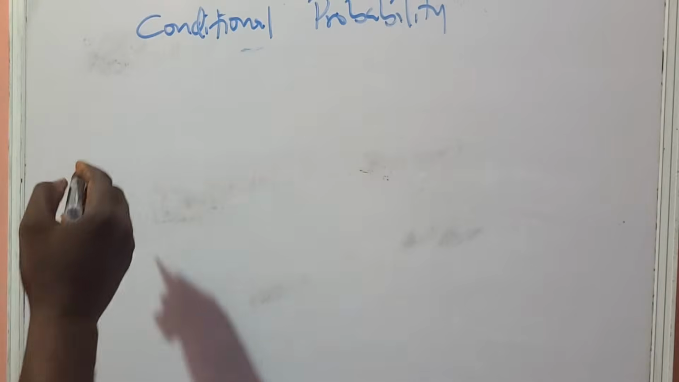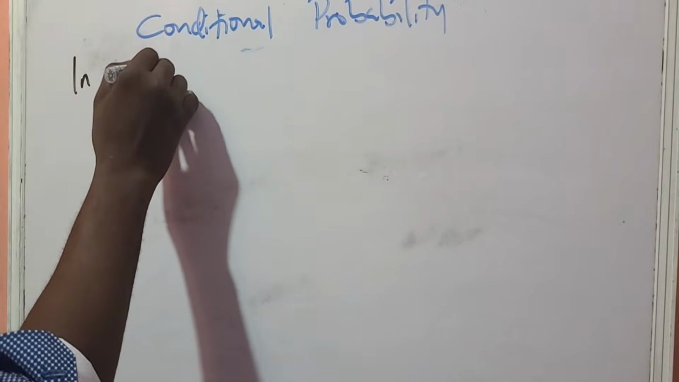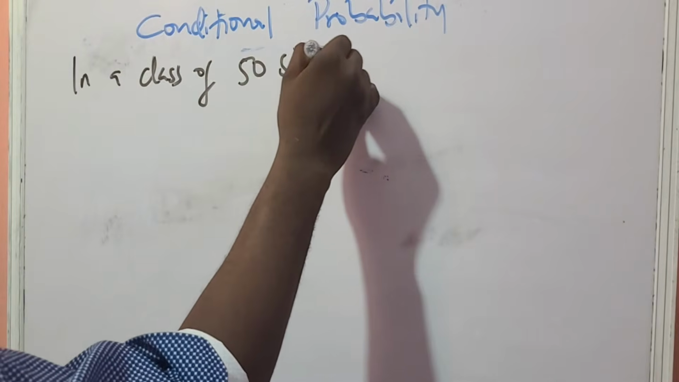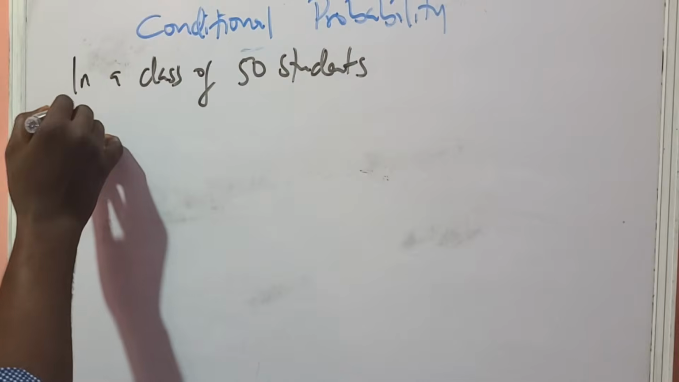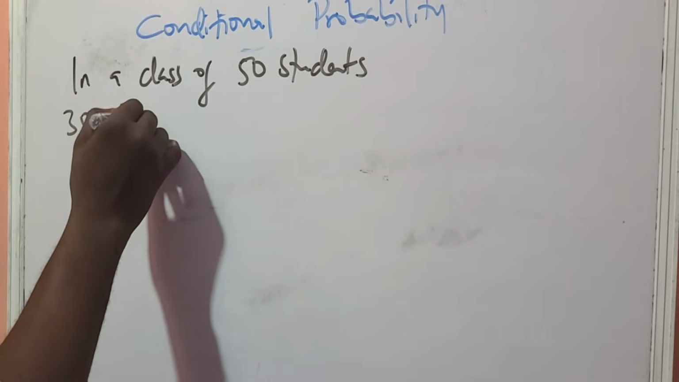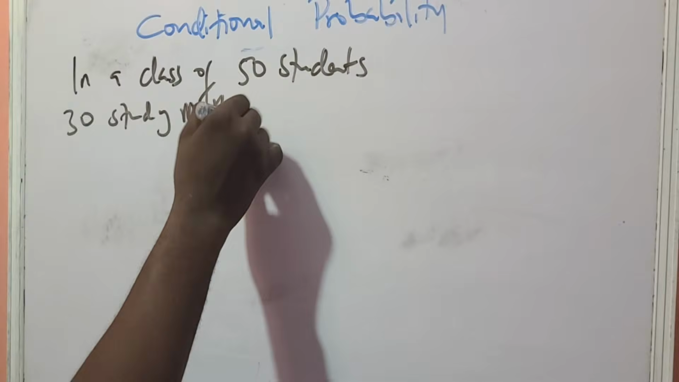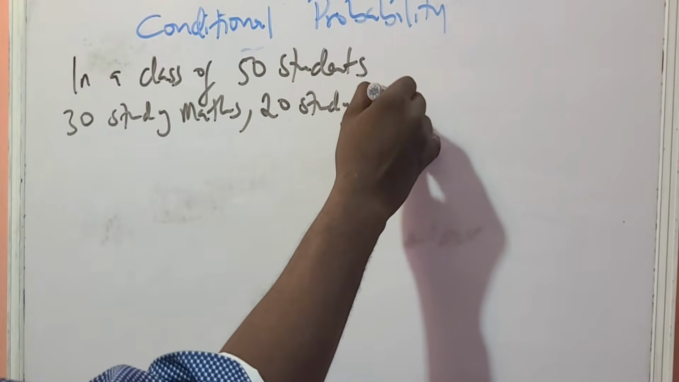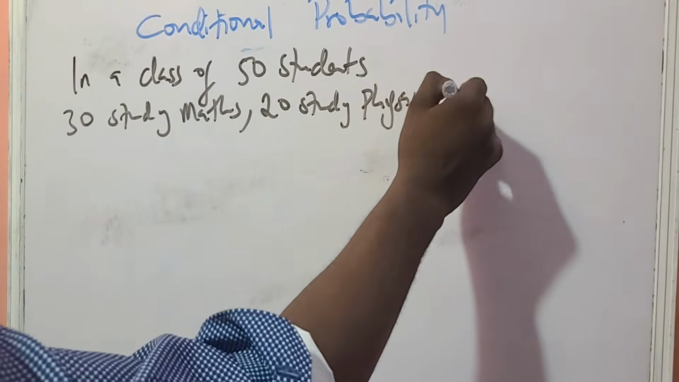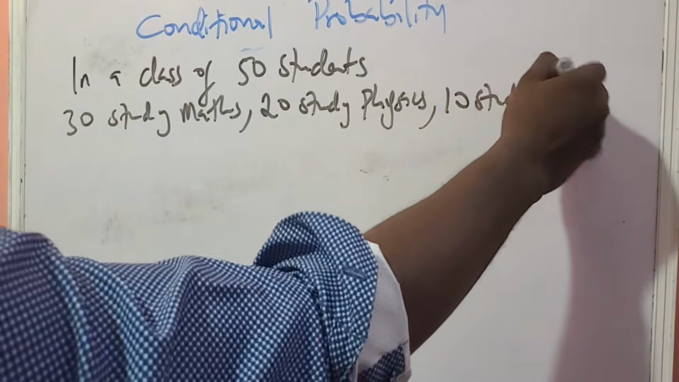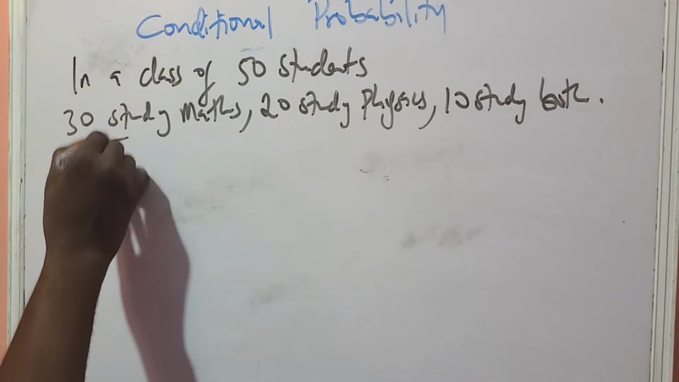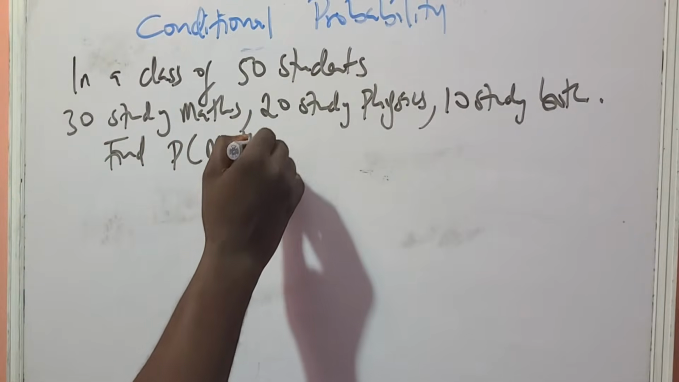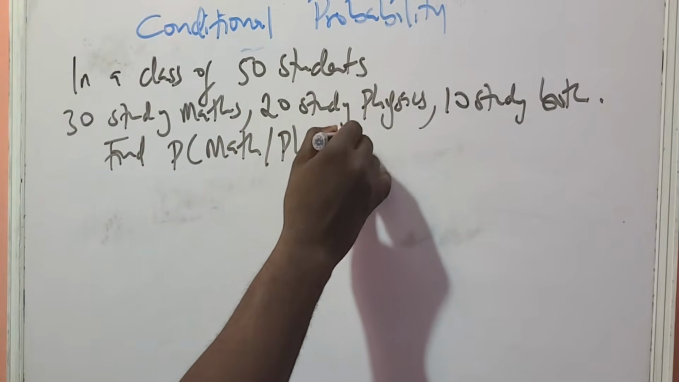Look at this question again. In a class of 50 students, we're told that 30 study maths, 20 study physics, and 10 study both. The question is for you to find the probability of maths given physics.